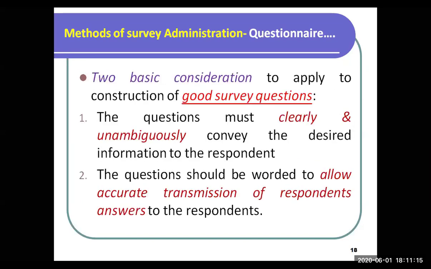Two basic considerations should be applied while developing good survey questions by yourself. First, the question must be clear. The question must be unambiguous, and it must also provide all information related to your specific objectives. The question must also allow accurate transmission of the respondent's answer. That means it must be clear, so that all the words stated in the questions are clearly understood and translated by the respondent.